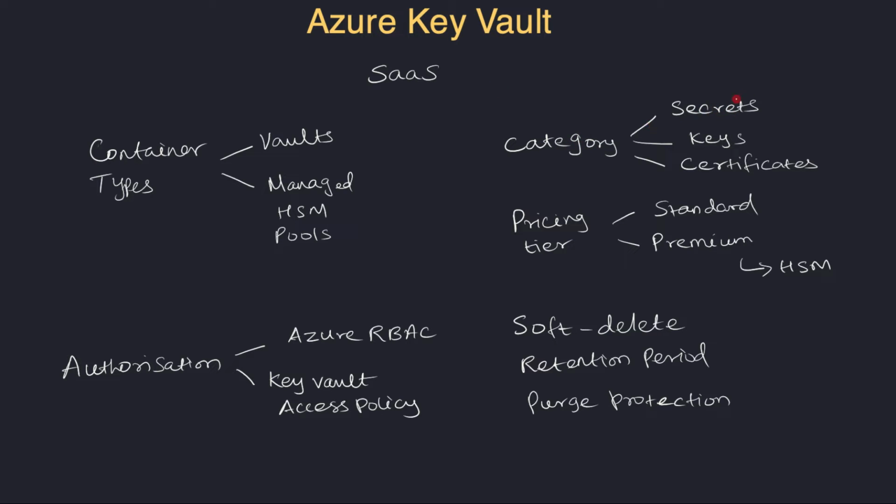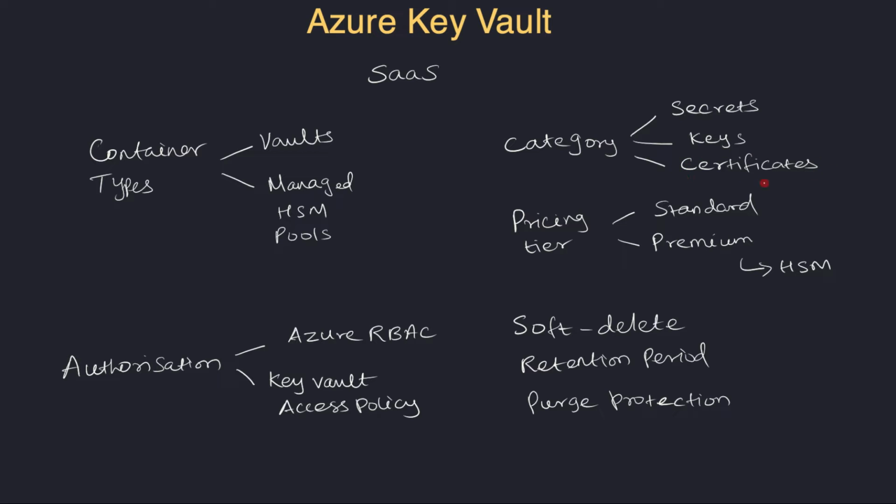The first one is secrets. So this could be things like your password and anything similar to the password. And the second one is keys. So this is nothing but a place to store your cryptographic keys. For example, any keys that you use for encryption and decryption can be stored here. And the third category is called certificates. So this is where you'll be storing your cryptographic certificates.